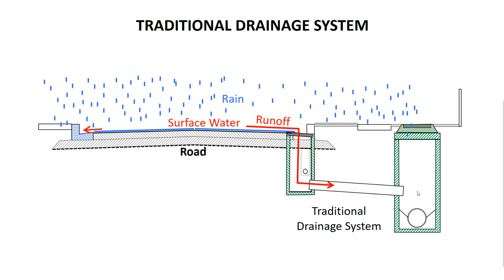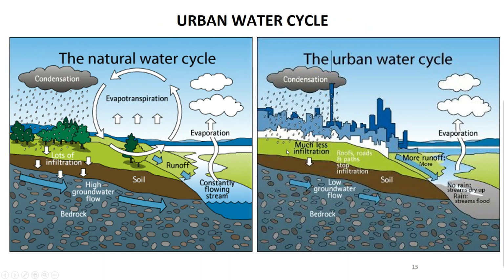That's the logic behind a traditional drainage system, to get the stormwater, the rainwater, out of the community as fast as possible and into a local receiving water. Now that causes some problems. So here's the natural water system. So this is a natural water cycle. We looked at this in the hydrological cycle in the previous video.